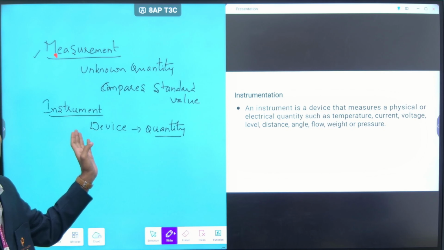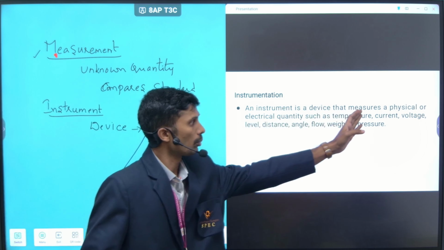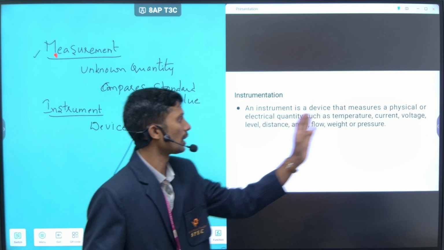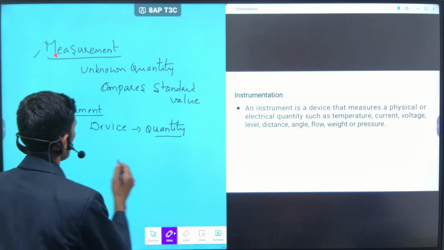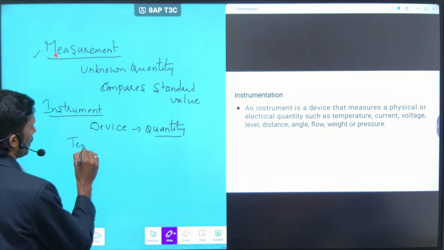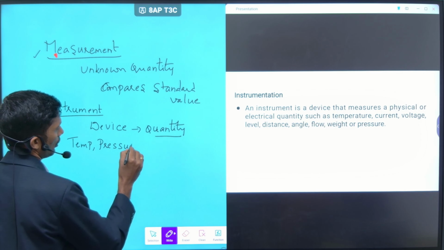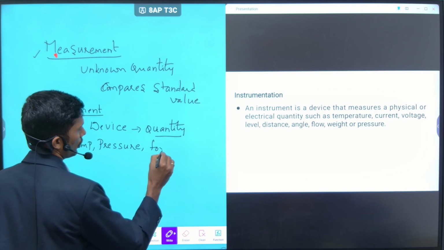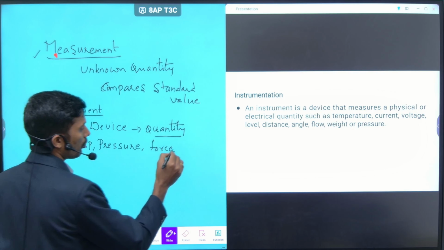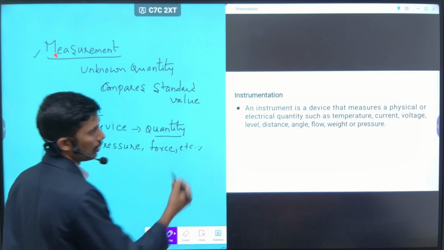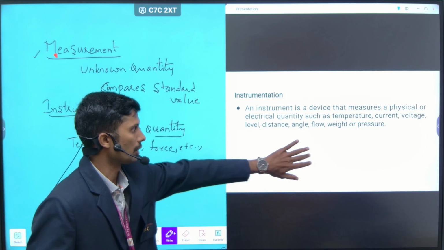So next is instrumentation. An instrument is a device you can use for measuring any type of physical or electrical quantity, such as temperature, pressure, force, or any type of quantity. That is called instrumentation.